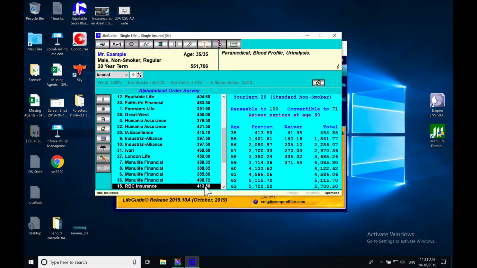Okay, go ahead, Charlie, click on it. It now optimized for the same $413.50 a year on the same 20-year term, standard non-smoker, same person, same everything. We can get $551,706 worth of coverage. So it's a little bit over $100,000 more coverage without a penny extra in premium. Obviously, that's in the better interest of the client than just getting $450,000 for that $413.50.